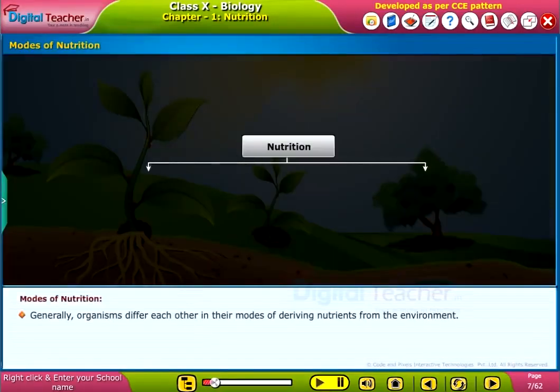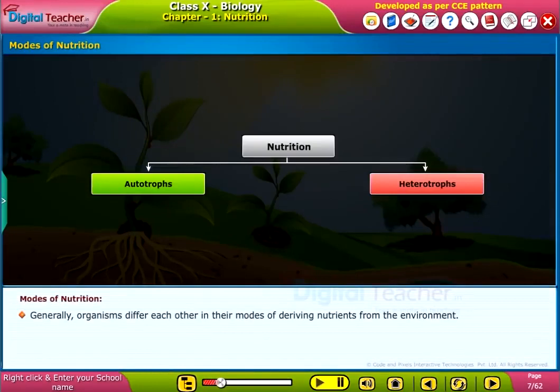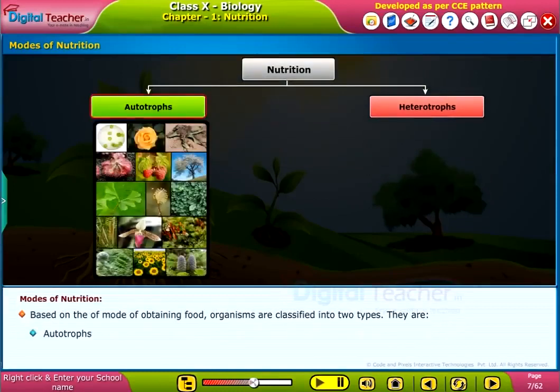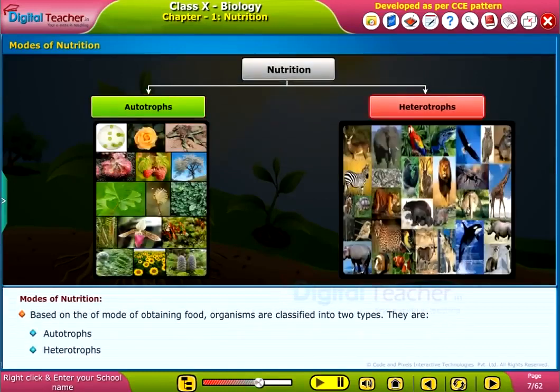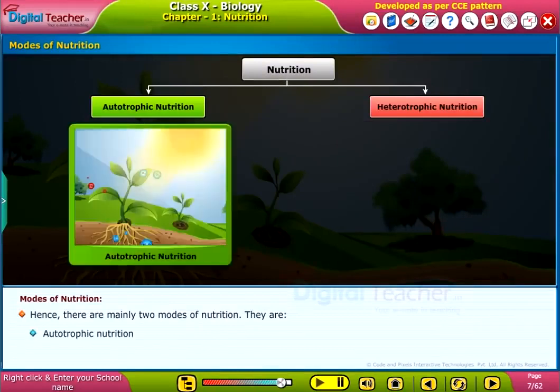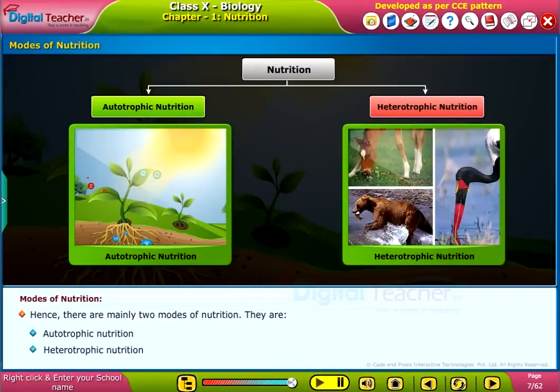Generally, organisms differ from each other in their modes of deriving nutrients from the environment. Based on the mode of obtaining food, organisms are classified into two types. They are autotrophs and heterotrophs. Hence, there are mainly two modes of nutrition. They are autotrophic nutrition and heterotrophic nutrition.